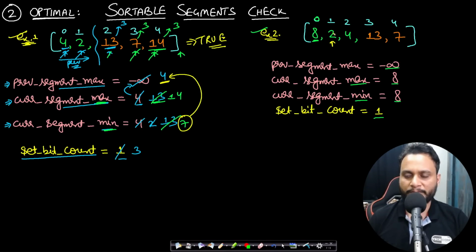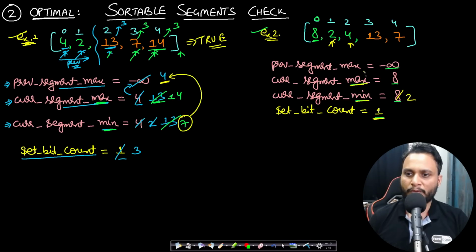Find out the count of set bit, it will be 1. It is the same as the current group count of set bit, so it will belong to the same group. I will update the maximum, max of 8 comma 2, it will be 8, minimum of 8 comma 2, it will be 2. Okay, now go to the next item, 4.